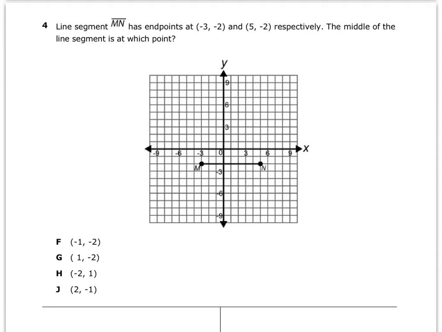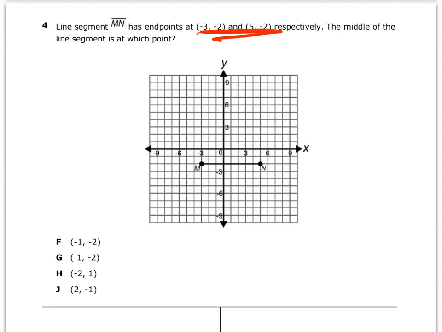We have line segment MN. It has endpoints at (-3, -2) and (5, -2). The middle of the line segment is at which point? Now, they've already got it graphed for us, right? It's already up there, so this stuff right here, who cares? It's already done for us. All we want is the middle portion.